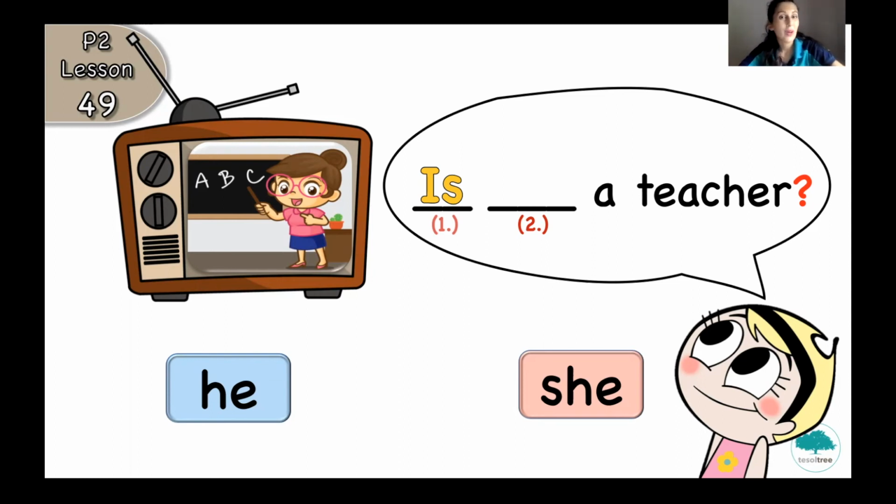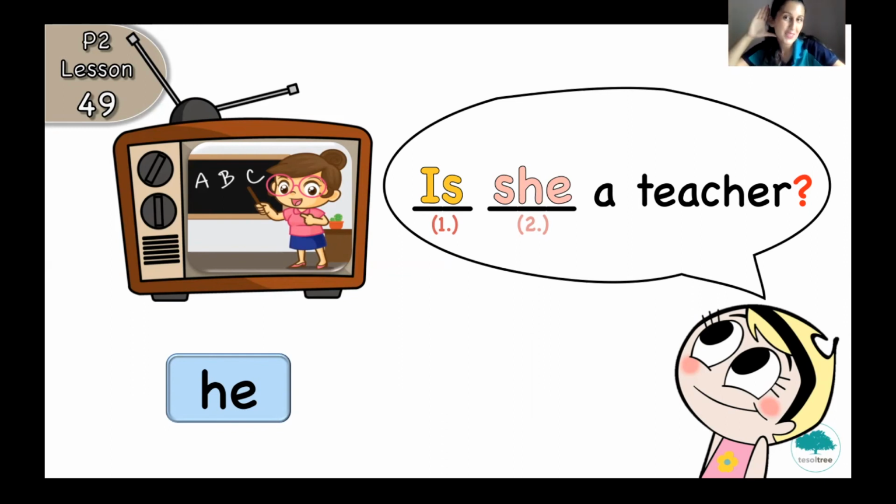But do you remember that on our previous slide we had a man as a teacher? And here you can see a woman. So we have to choose she. Yes, this time we have to choose she because we choose she for girls or women. Let's read our question. Is she a teacher? Repeat. Is she a teacher?